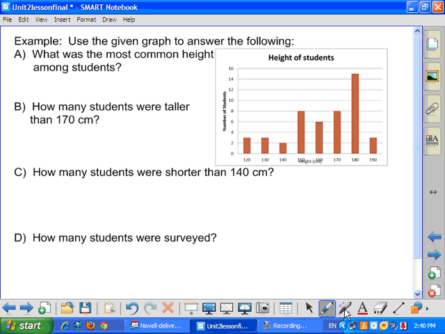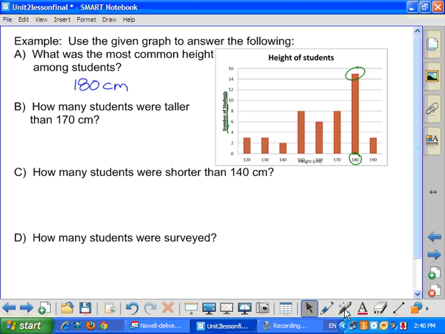So if I look at my graph, the highest peak is right here. It happened most often, and it is a height of 180 centimeters. If you look at your y-axis up here, this says number of students. So frequency is how many students answered that they were 180 centimeters tall.